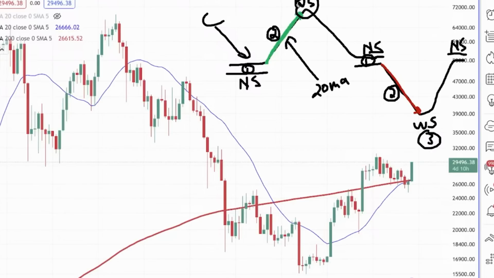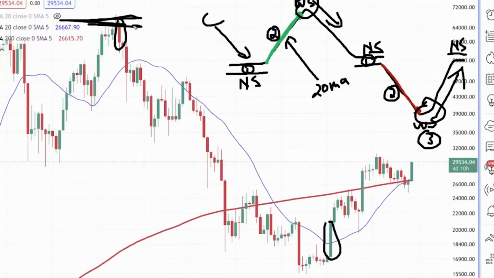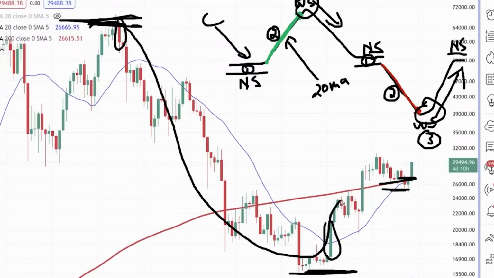So clearing events here can be played this way. Clearing events here can be played that way. Clearing event. Clearing event. Wide state. Wide state. Narrow state. Does this make sense? Wide to narrow, back to wide, back to narrow. Does this make sense?